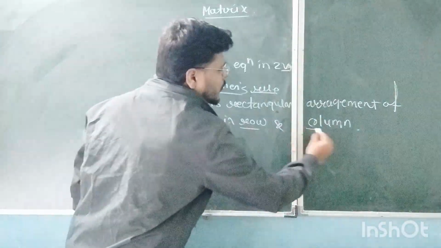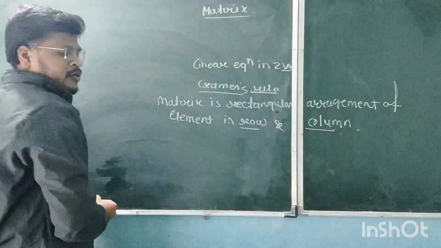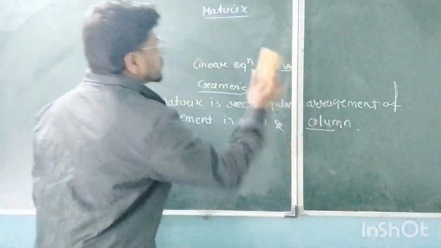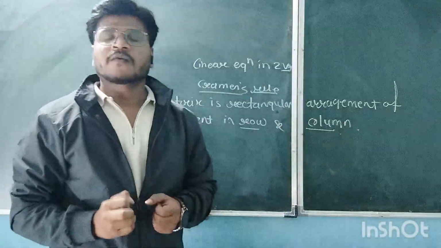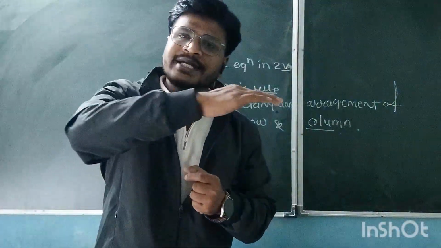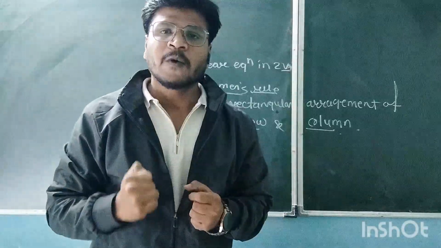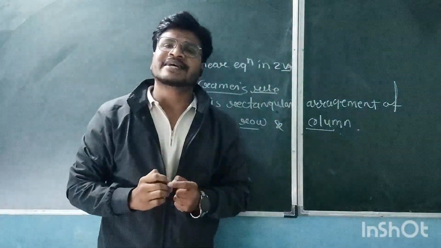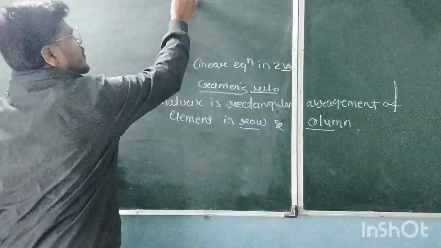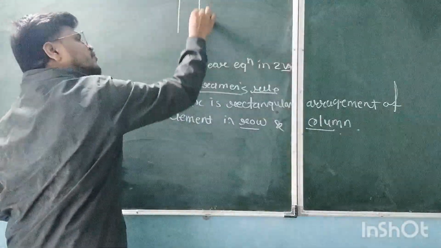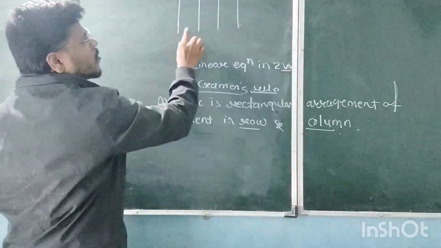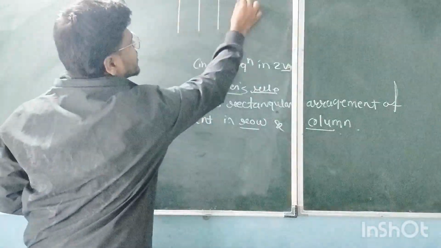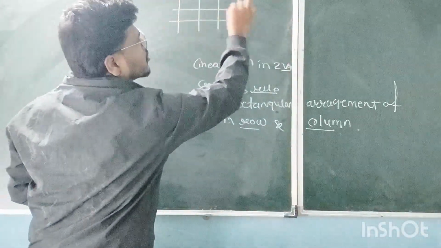What is the meaning of row and column? Let's start with this. Everyone knows what a row is. The horizontal line is called a row and the vertical line is called a column. If I am taking this line, this is called a column. If I am taking this type of line, this is called a row.